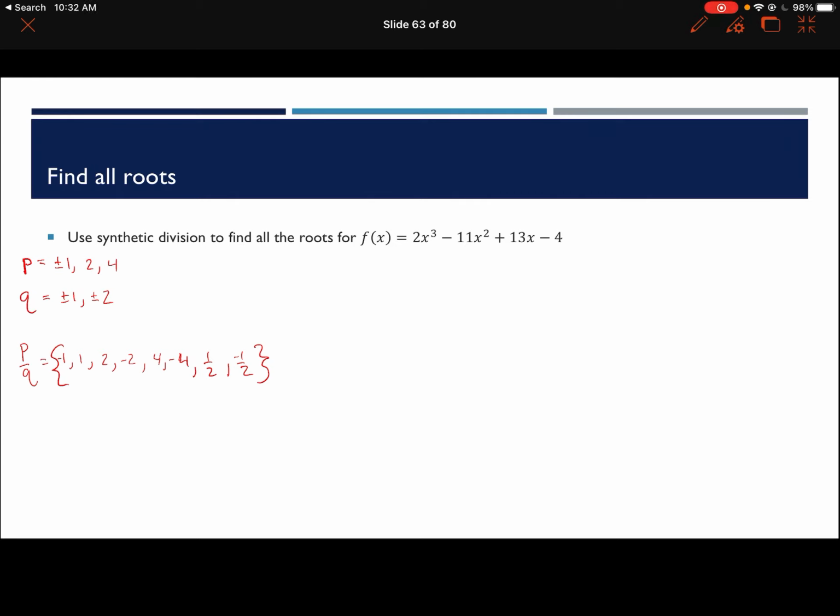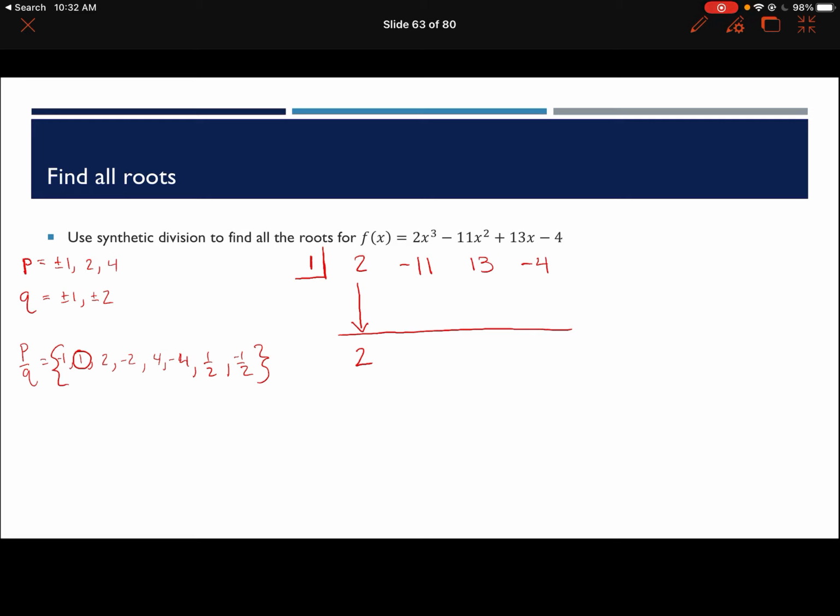And so from here it's just guess and check. I would always recommend starting with 1 or negative 1. So the way synthetic division goes is you pick a number. So you pick one of these numbers, say we select positive 1. So we're going to put 1 right here. Then we write all of the coefficients of the function, and there's going to be a 2, a negative 11, positive 13, and a negative 4. And the first value we bring all the way down. We're going to bring down a 2.